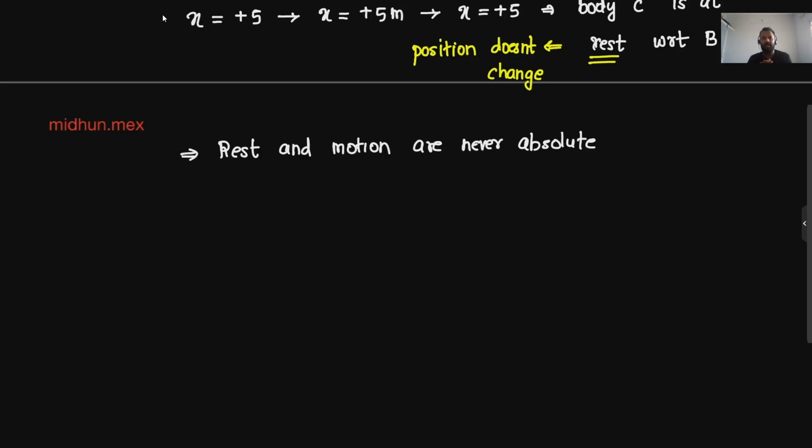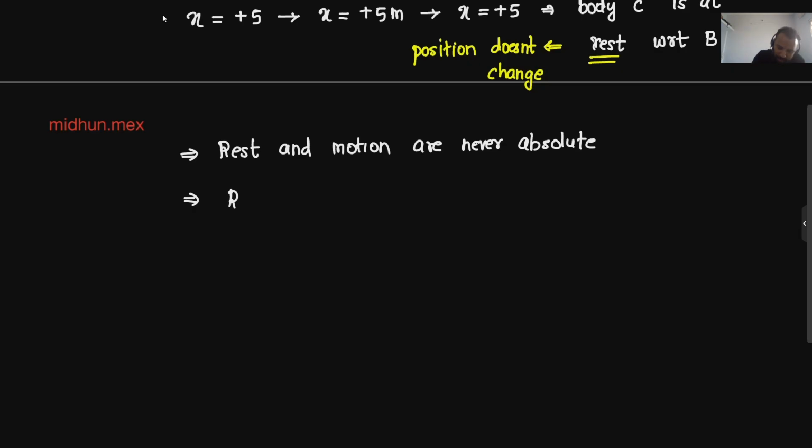Now your mother comes, mother will agree you are at rest. But any person on outer earth will see us rotating along with earth. So we don't know whether we are at rest or in motion. It is purely relative. Who is looking? That is the most important thing. So rest and motion are not absolute.